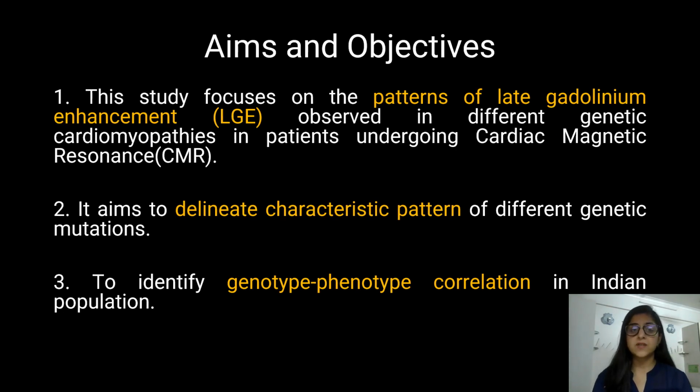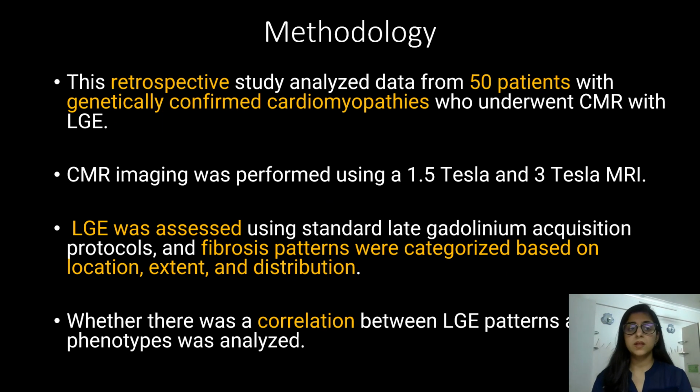The aims and objectives are: this study mainly focuses on the patterns of LGE observed in different genetic cardiomyopathies in patients undergoing CMR. It aims to delineate characteristic patterns of different genetic mutations and also to identify the genotype-phenotype correlation in the Indian population. It is a retrospective study which analyzed data from 50 patients with genetically confirmed cardiomyopathies who underwent CMR with LGE. CMR imaging was performed on 1.5 Tesla and 3 Tesla MRI.